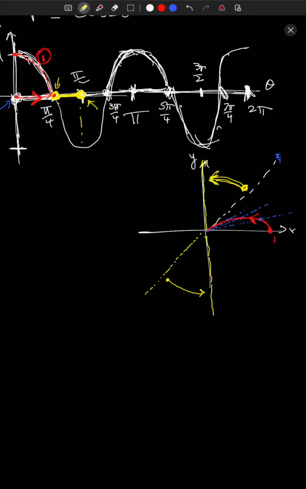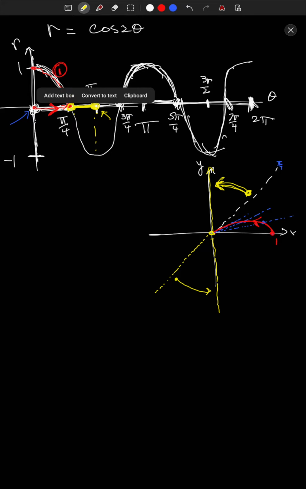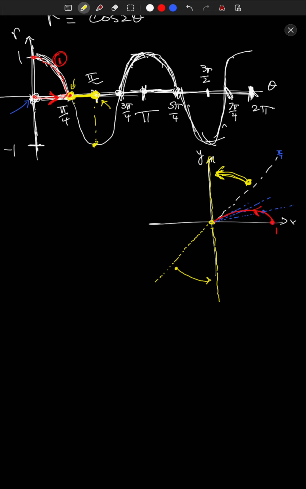So how does this work? At pi over 4, r is equal to 0, looking at our first graph, the theta r graph. At theta equals pi over 4, r is 0, so we're at the origin, which is exactly where we left off. As we move to pi over 2, r gets more and more negative until it hits -1 at pi over 2. Let me represent that last endpoint right there.